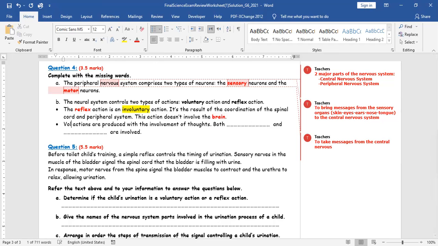While for voluntary actions, we think of them, and both the brain and the spinal cord are involved.